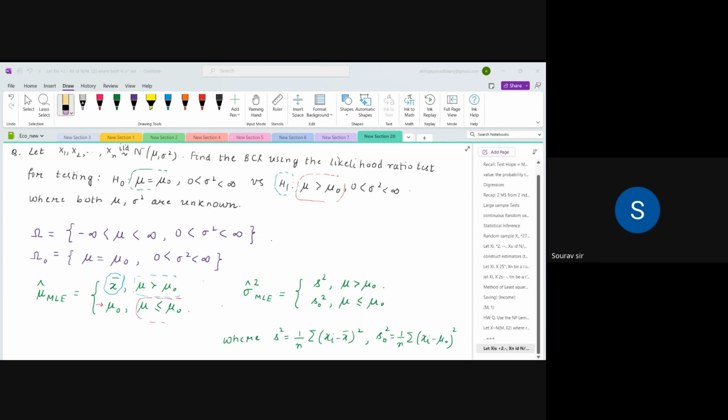So that is omega. And omega naught is the parameter space under H naught. So under H naught, mu is fixed at mu naught, and variance can vary. So omega naught is mu equals to mu naught, variance varying between 0 to infinity.